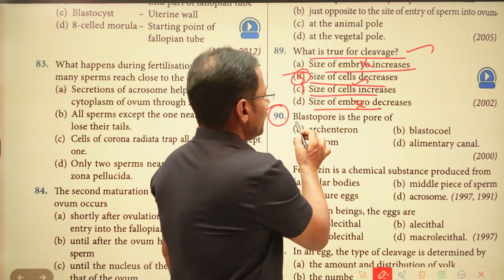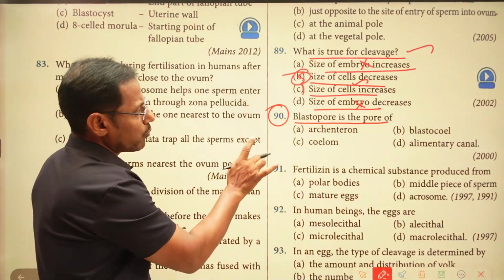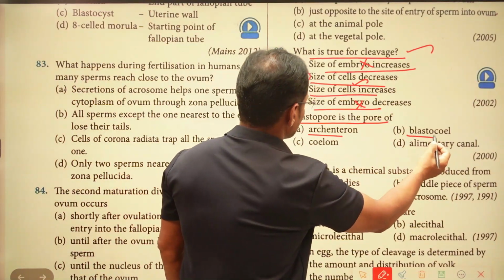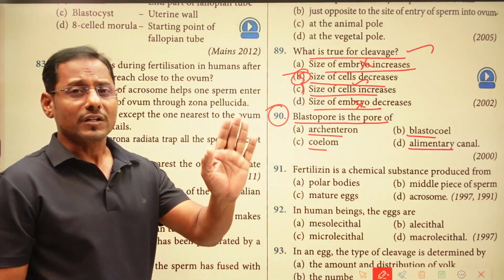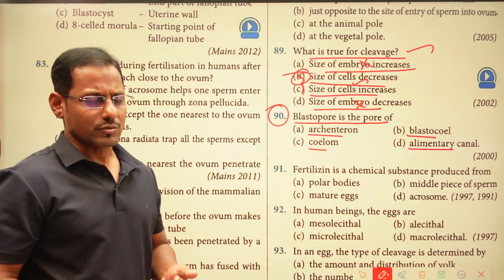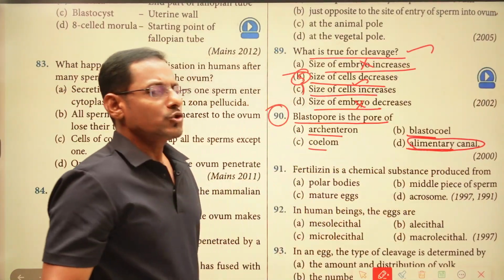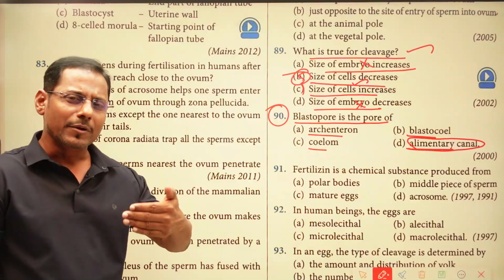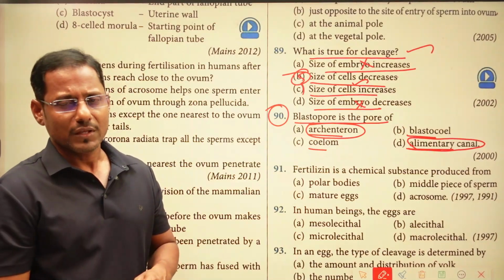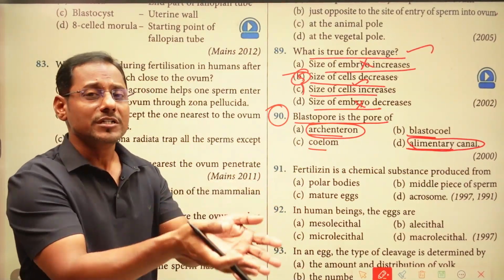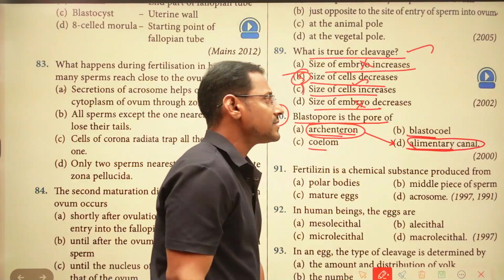And the 90th one, blastopore is the pore of... Here, the blastopore is the pore of archenteron, blastocele, coelom and alimentary canal. So alimentary canal is the digestive system. After the birth, in our adults also, or in the children also, we call it alimentary canal. This is the digestive tract. So at the development of alimentary canal in the embryonic stage, we call it archenteron. So primitive gut, we can call it primitive gut. So this particular archenteron is further going to be developed as alimentary canal.